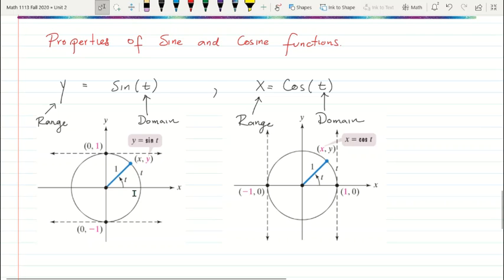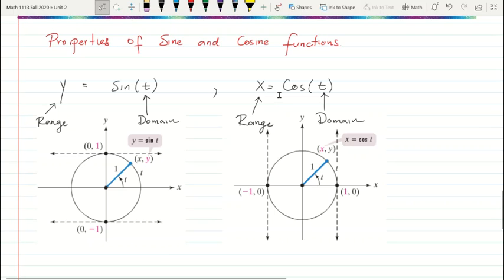So the angle, as you see, is inside the circle. It just goes around, around, around, and around. And the y value goes from 0 all the way up to 1, and then it comes back down, becomes negative, and goes to 0, and it just goes around in circles. So the output oscillates. It goes from 0 up to 1, then from 1 down to 0, then from 0 to negative 1, and it just goes around in circles and repeats. So the big idea here is that it repeats.